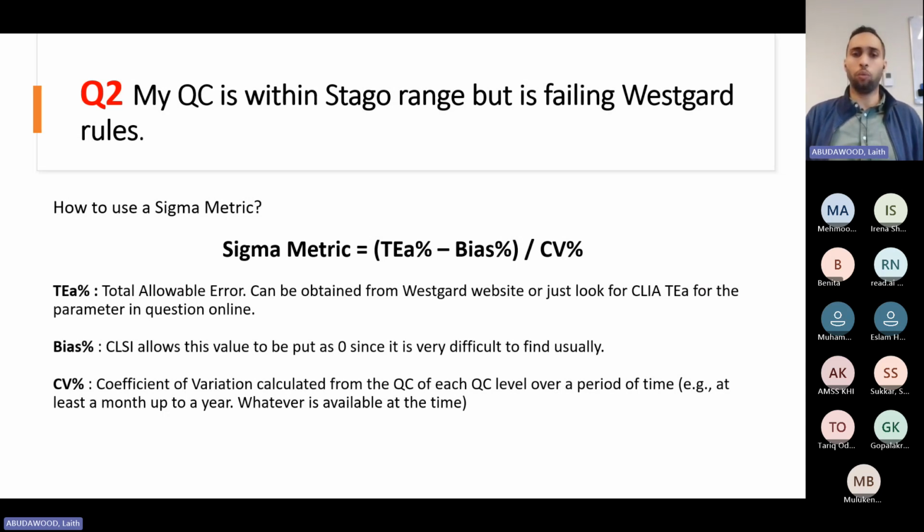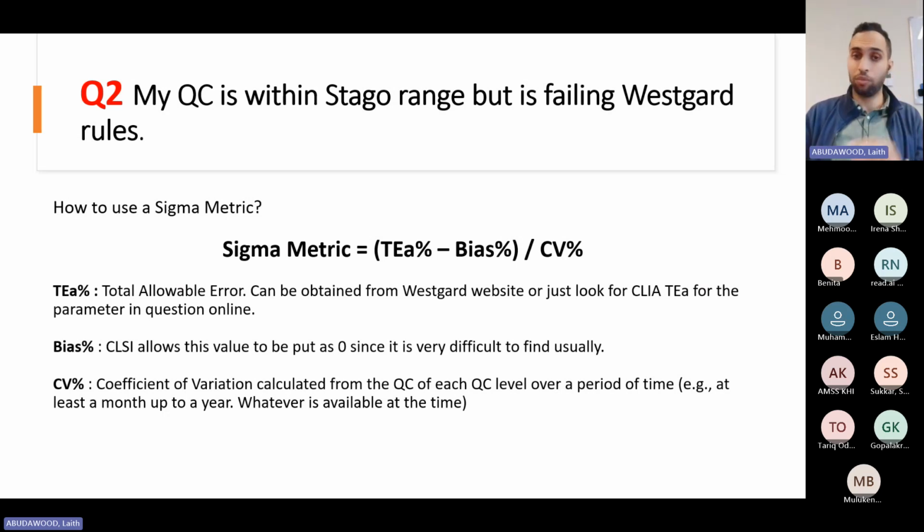Now, first of all, what is total allowable error? Total allowable error is the sum of all error expected in a parameter. That includes trueness or bias, and that includes precision. So total allowable error, from the name, total error, is all the error that I expect from my analyzer or my reagents, etc., in terms of bias and precision at the same time. That's why we call it total.